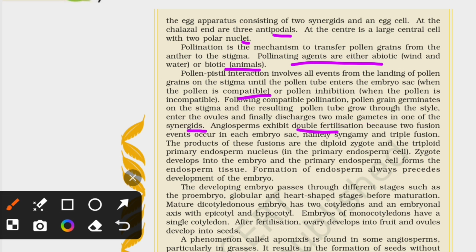Angiosperms exhibit double fertilization because two fusion events occur in the embryo sac, namely syngamy and triple fusion. The products of these fusions are the diploid zygote and the triploid primary endosperm nucleus in the primary endosperm cell. The zygote develops into the embryo, and the primary endosperm cell forms the endosperm tissue. Formation of endosperm always precedes development of the embryo.